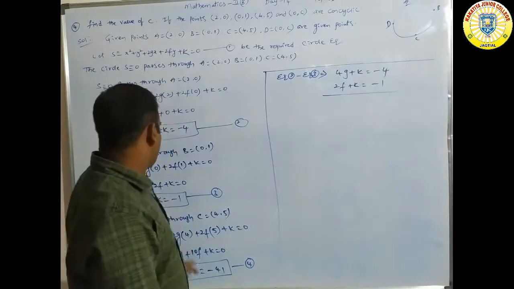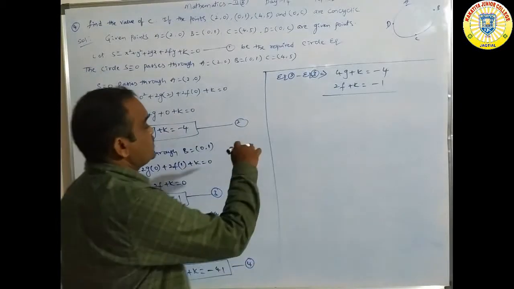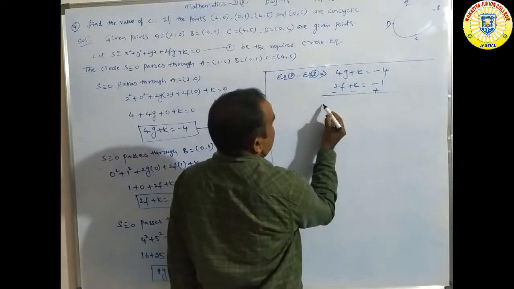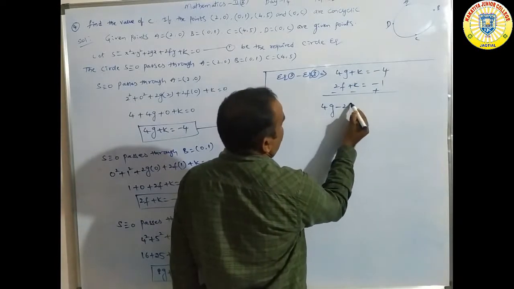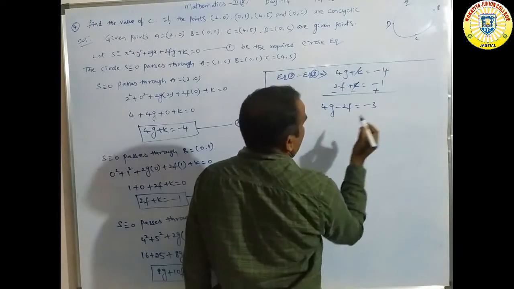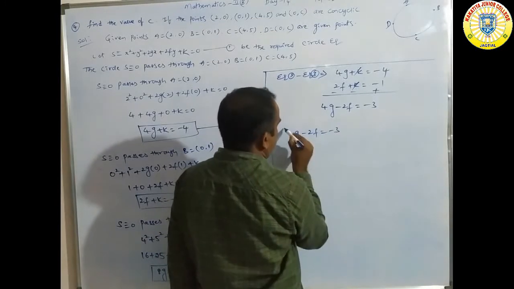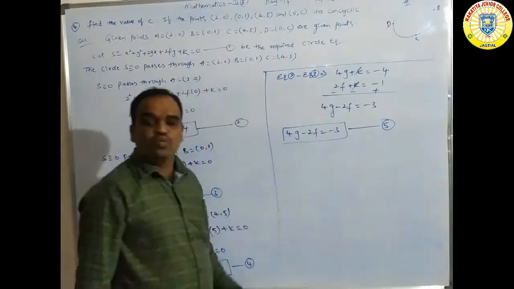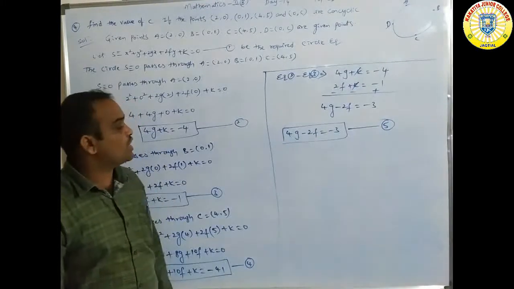Equation 2 minus equation 3: minus minus plus. Here there is 4g, there is no f value in this, there is no g value in the other. So 4g minus 2f, and plus k minus k cancel. Minus 4 plus 1, what is the value? Minus 3. Here we get 4g minus 2f is equal to minus 3. This is equation 5.